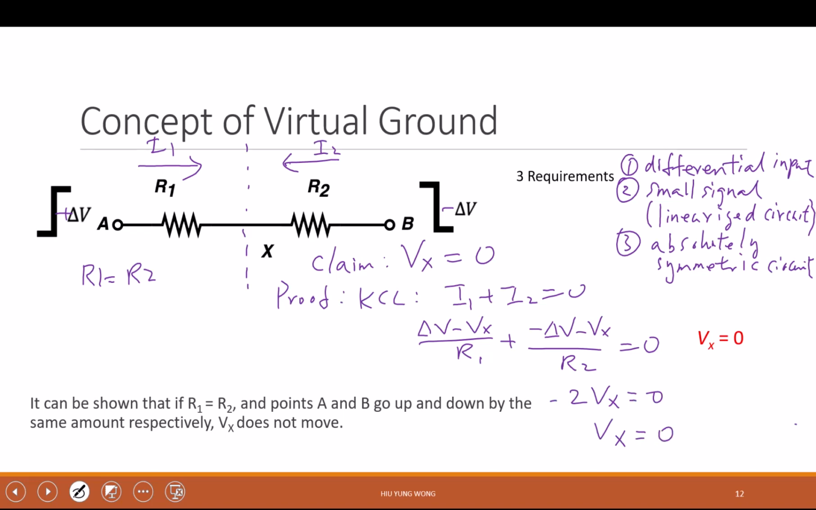No matter what your input is for delta V, my Vx is always 0. So if you have a circuit like this, you don't even need to solve anything. Draw a plane of symmetry, the middle point is 0. But this does not connect to ground. It's just a virtual ground because the potential is always 0, but it's not connected to ground. Okay?